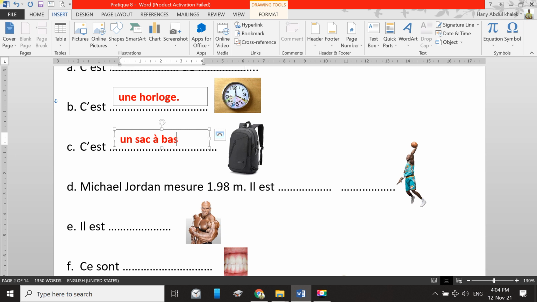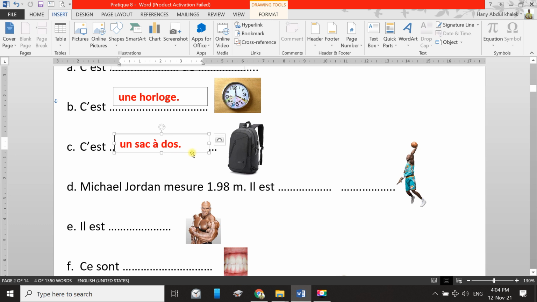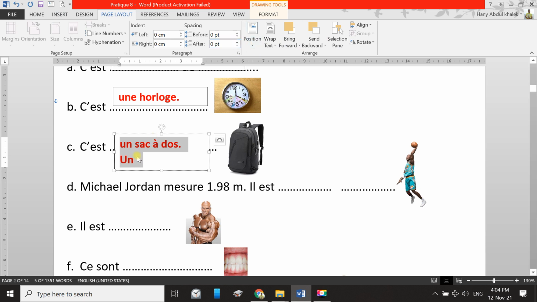Okay, so here a bag, un sac à dos, sorry. Un sac à dos. Dos means back. So we can carry this sac, this bag, on our back. Okay, so here, this is un sac à dos, or we can say un cartable. Maybe you can say c'est un cartable if you say it like that. Okay, un cartable.